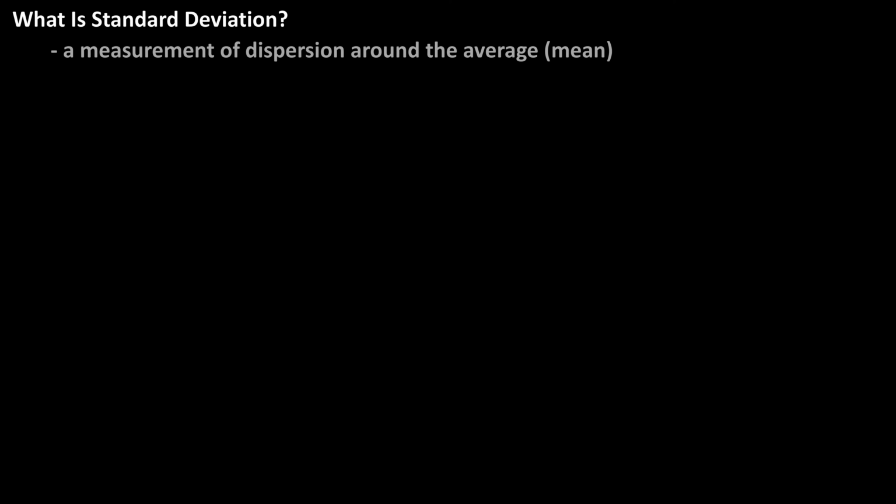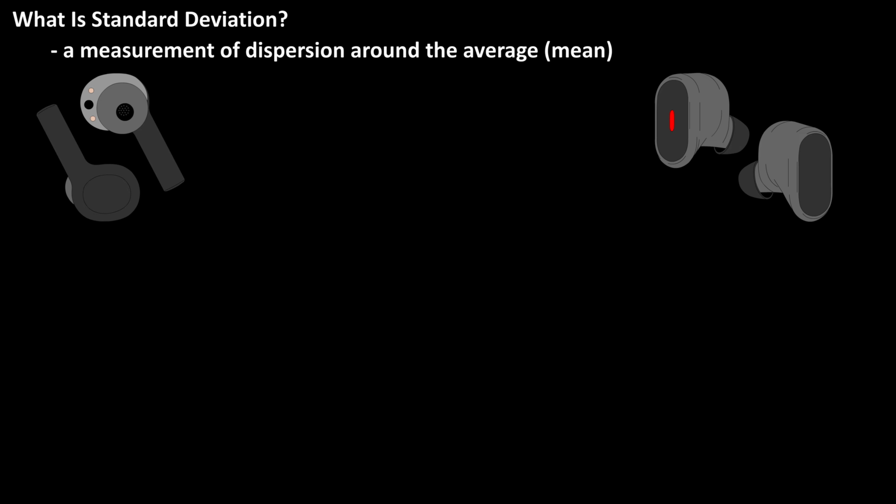So what is standard deviation? The standard deviation is a measurement of dispersion around the mean or average. The best way to explain this is through an example. Let's say that you're looking to purchase some wireless earbuds.